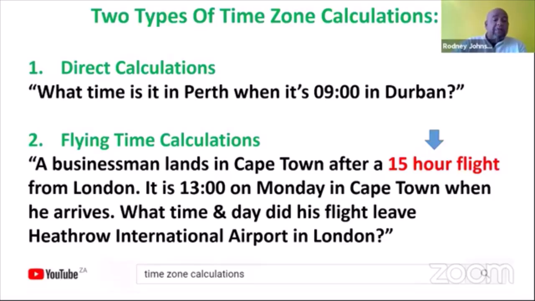A businessman lands in Cape Town after a 15-hour flight from London. It is 1 o'clock on Monday in Cape Town when he arrives. What time and date did his flight leave Heathrow International Airport in London? So those are the types of calculations you can expect.